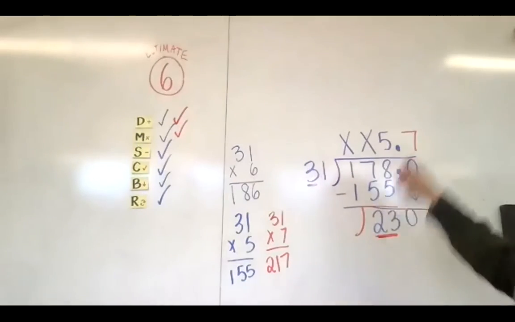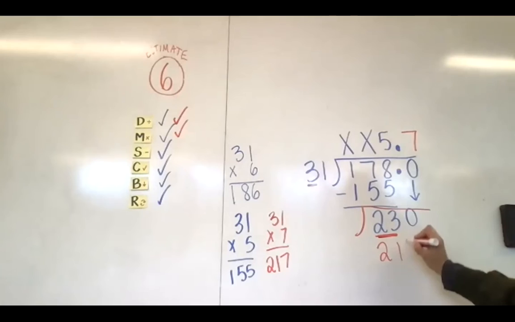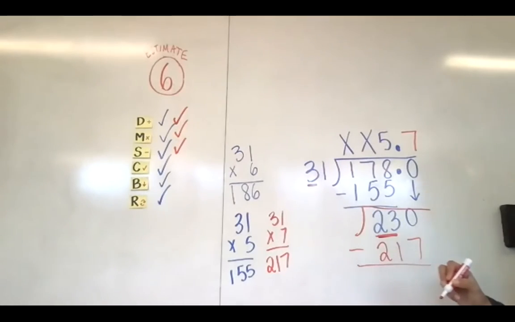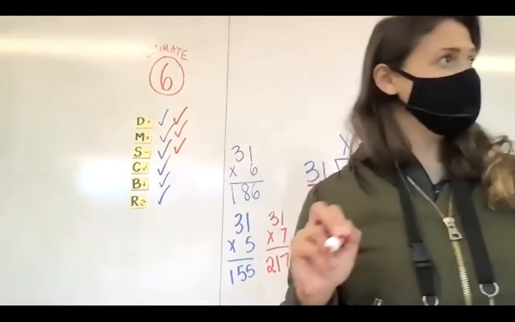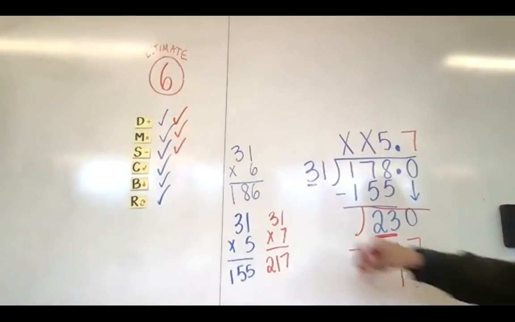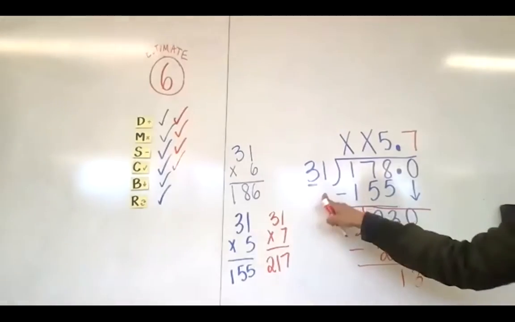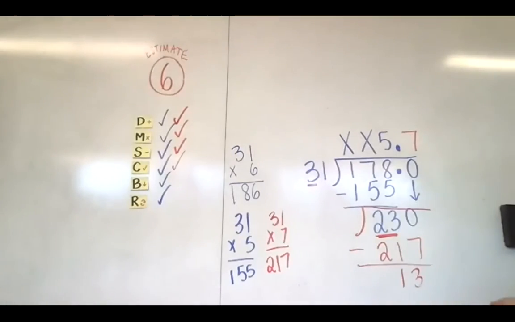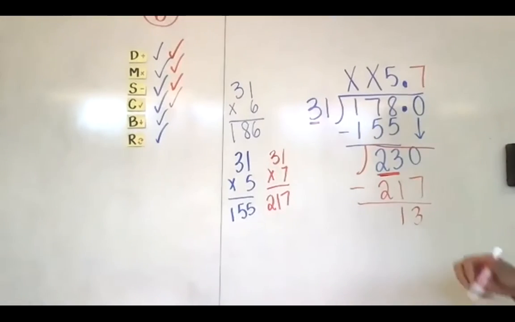Multiply. 31 times 7, we just did it. 217. Subtract. Come on, mental math skills. So what do we get, Kai? 13. Kai, you just sounded like Pepper. He does that all day. All right. Check, is 13 less than 31? Yeah. Bring down. We still have to bring more down because we cannot have a remainder.